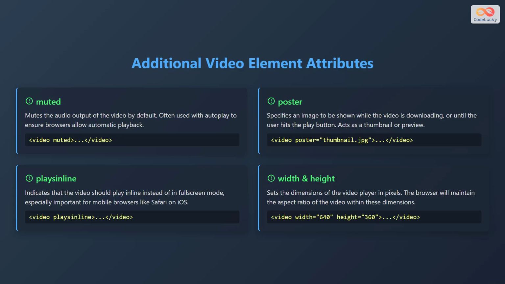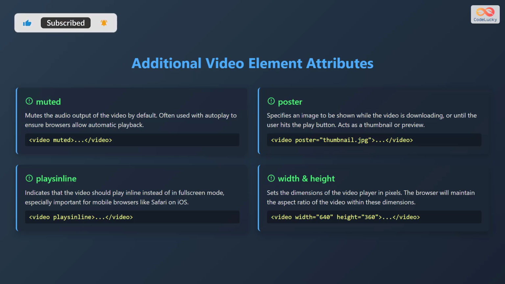Here are some additional video element attributes you should know. The muted attribute mutes the audio output of the video by default. It's often used with autoplay to ensure browsers allow automatic playback. The poster attribute specifies an image to be shown while the video is downloading, or until the user hits the play button. This acts as a thumbnail or preview.